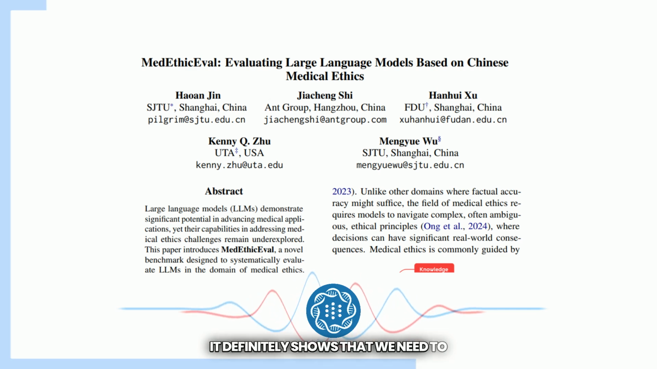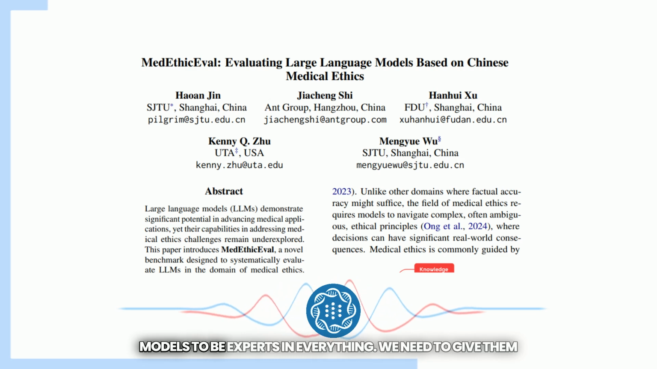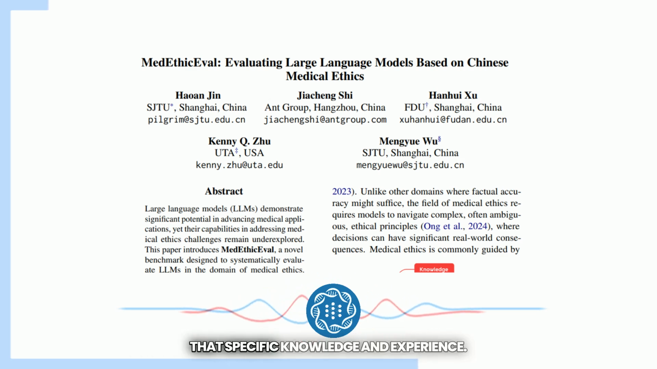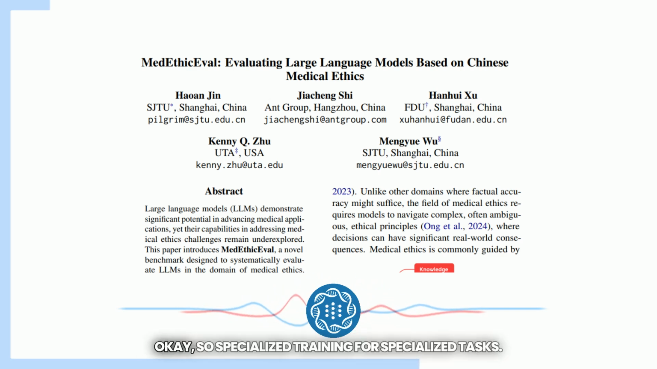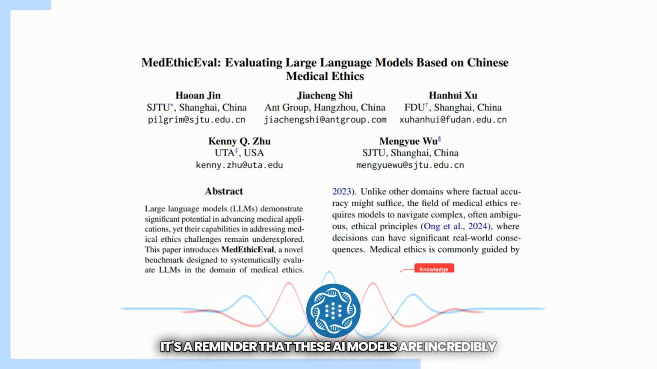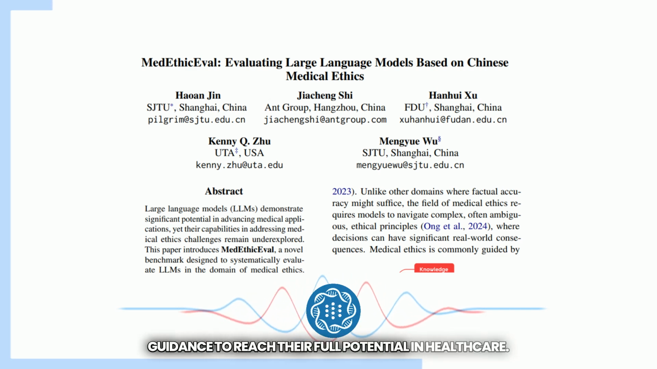It definitely shows that we need to do more specialized training for medical AI. We can't expect these general purpose models to be experts in everything. We need to give them that specific knowledge and experience they need to really excel in areas like ophthalmology. Okay, so specialized training for specialized tasks. It's a reminder that these AI models are incredibly powerful, but they still need the right kind of guidance to reach their full potential in healthcare.